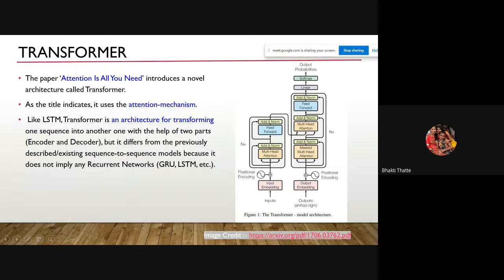Then let us have a quick look at the transformer architecture. As the name suggests, attention is all you need. So the transformer architecture uses an attention mechanism. This helps us give contextual information of every word. As I said, it is an architecture. As LSTM is an architecture, similarly, transformer is an architecture. On the right-hand side, you can see the attention mechanism, and this is the encoder-decoder mechanism.